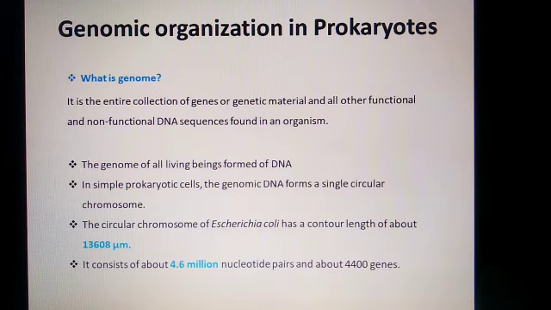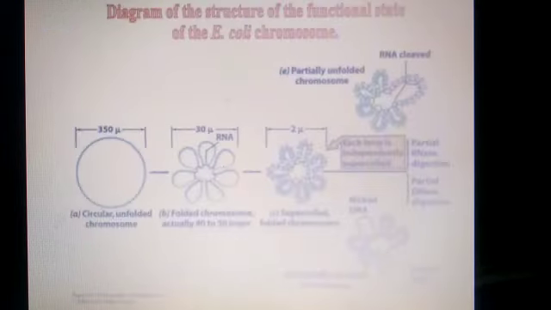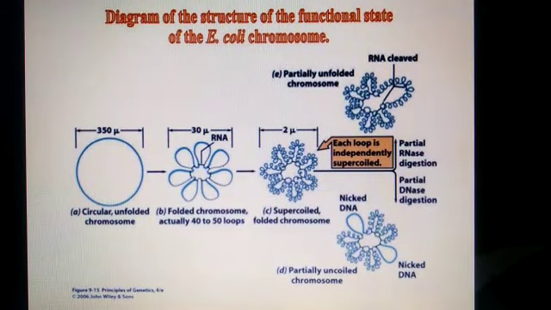In simple prokaryotic cells, the genomic DNA forms a single circular chromosome. It is without basic proteins and lies in the cell cytoplasm in the nucleoid region. In eukaryote cells, DNA is associated with basic proteins. However, some RNA is found associated with DNA and forms its backbone or core. Bacterial DNA is arranged in supercoiled loops.